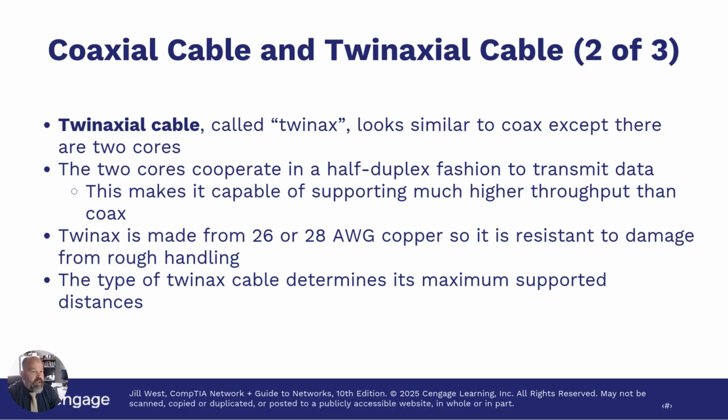So next we have twinax, which is similar to coax, but it's got two cores working together. And that teamwork lets it handle higher speeds. Twinax is tough, it's flexible, and it's used in short, high-speed connections like in a data center. And for this, think of coax as a single-lane road. You have one lane of traffic going one direction. Twinax is like a two-lane road, and it's got better pavement. So you get twice as much going on and a smoother ride, so to speak.